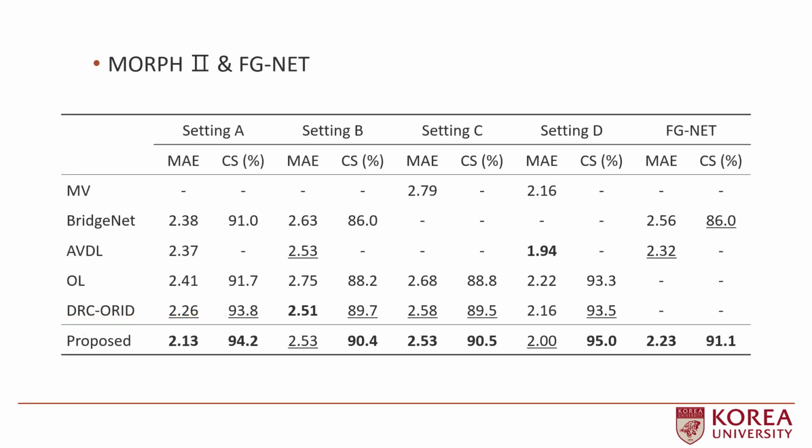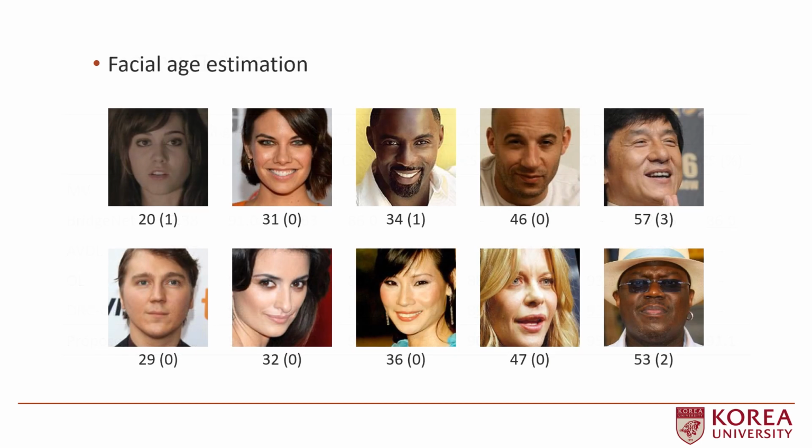MWR provides the state-of-the-art performances on MORPH2 and FG-NET, which are representative facial age estimation datasets. Figure shows the success cases in facial age estimation. For each image, the ground truths are provided with the absolute error within the parentheses.